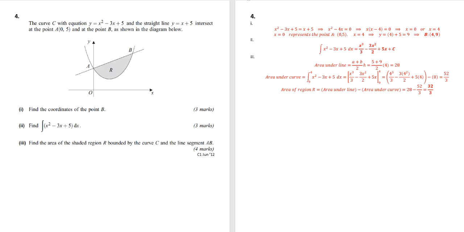They haven't told us the point B, but we can solve a simultaneous pair of equations where one's linear and one's quadratic. We just need to substitute the linear one into the quadratic one. So if y is x add 5 and y is x squared minus 3x add 5, then x add 5 is equal to x squared minus 3x add 5. When we sub that in, we can simplify the equation. We find our two solutions.